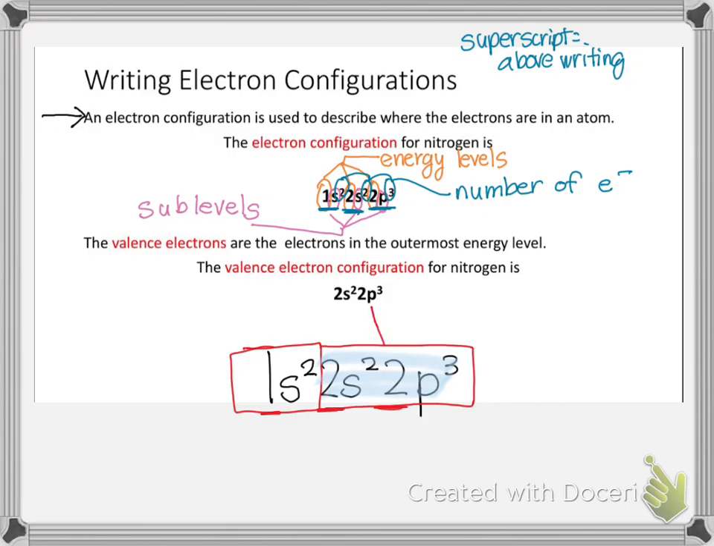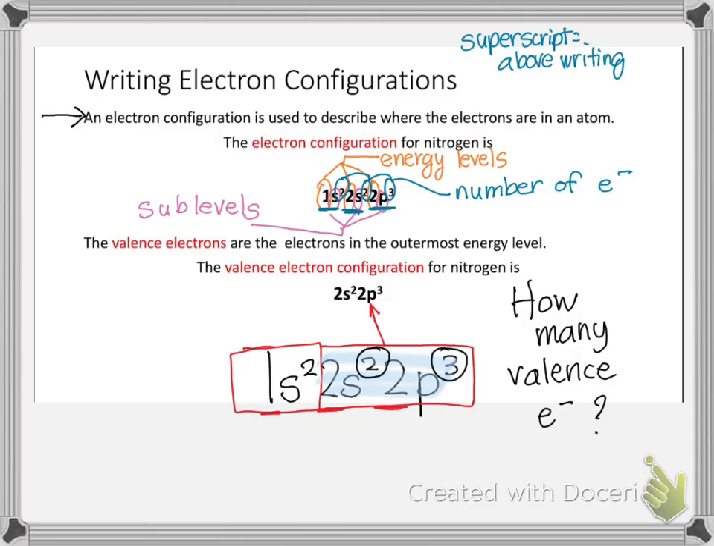So if I had to write the electron configuration for the valence electrons, it would just be writing the configuration of what's in the highest level. Now, how many electrons are in that highest level? So maybe the question is just how many valence electrons are in this electron configuration. Well, the number of valence electrons is determined by the superscripts. So in the highest level, it would be 2 plus 3 in this example. So we have 5 valence electrons represented in this configuration.